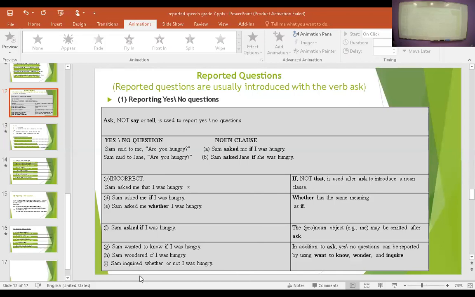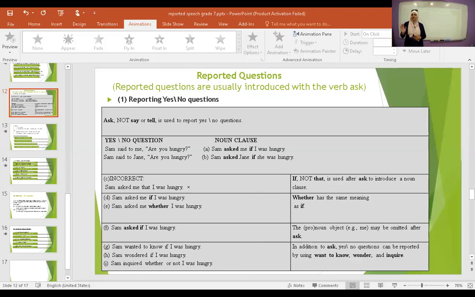Okay. Today we are going to work with more reported speech. If you remember yesterday and the day before, we started with reported speech. Today we are going to move to a new topic, which is reporting questions.